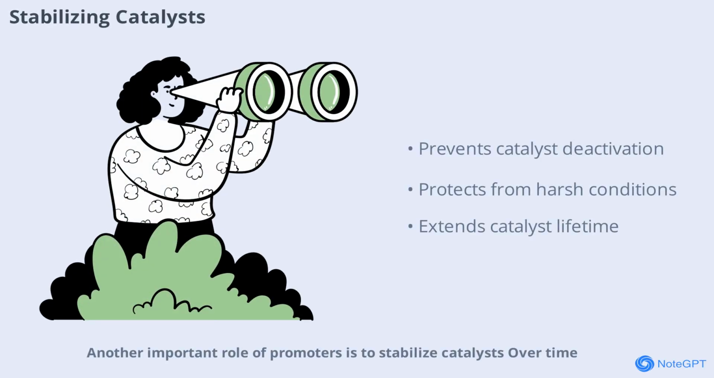Another important role of promoters is to stabilize catalysts. Over time, catalysts can degrade or lose their activity due to harsh reaction conditions. Promoters can help prevent this by protecting the catalyst from deactivation. For example, certain promoters form a protective layer on the catalyst surface, shielding it from poisons or extreme temperatures. This stabilization extends the catalyst's lifetime and reduces the need for frequent replacement.